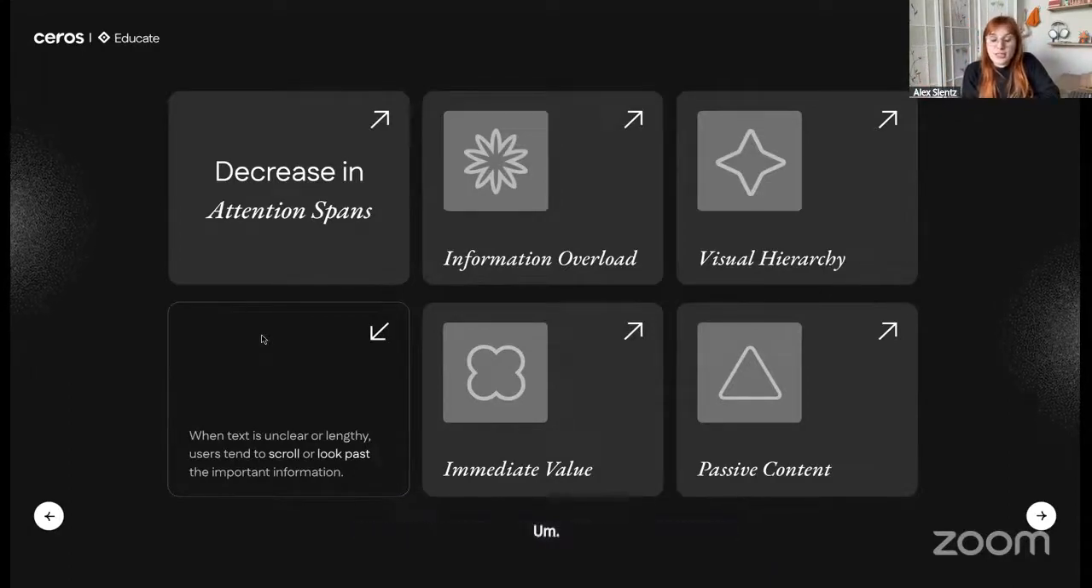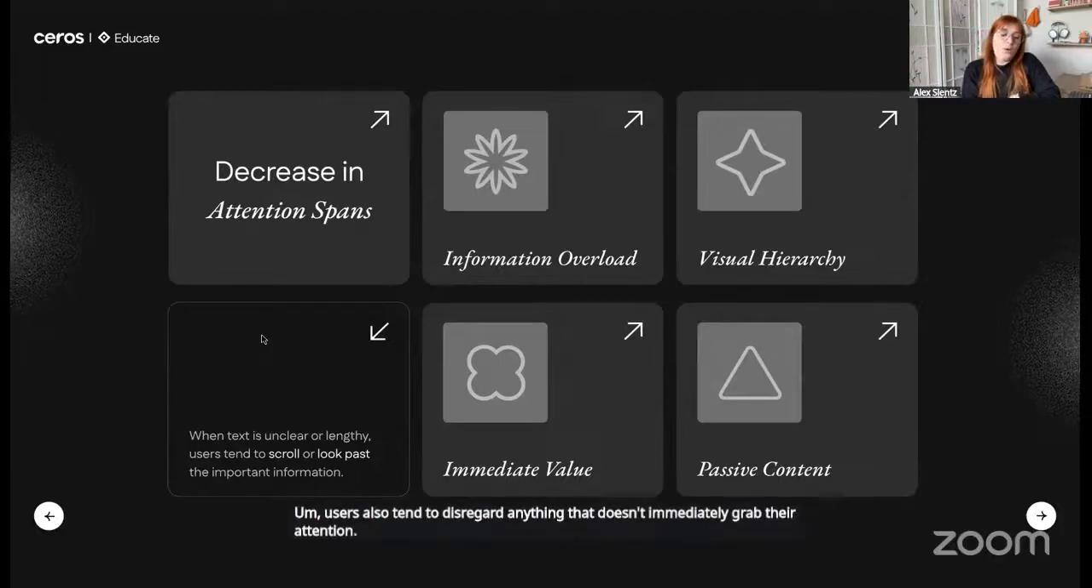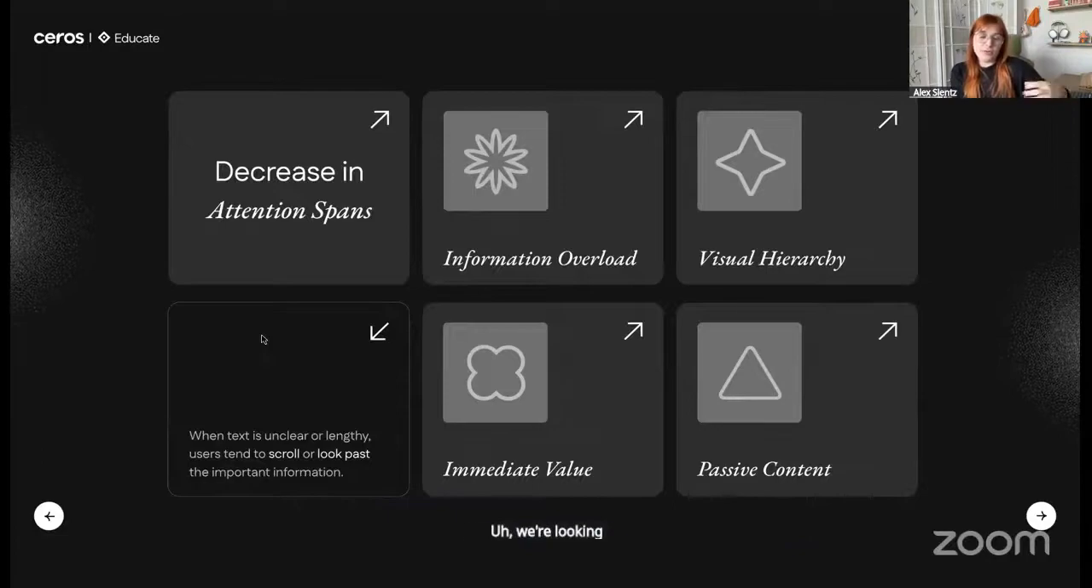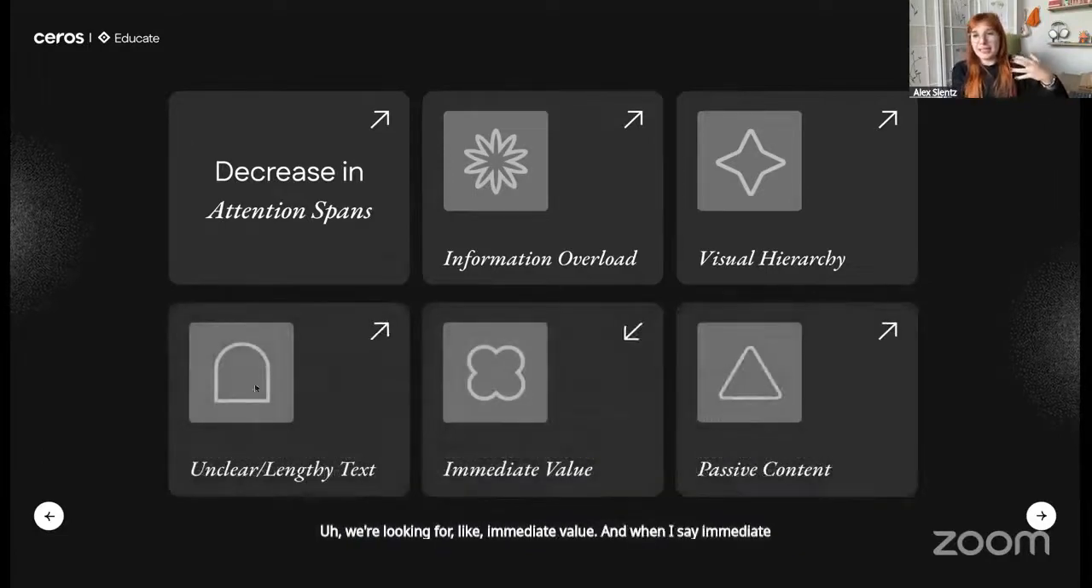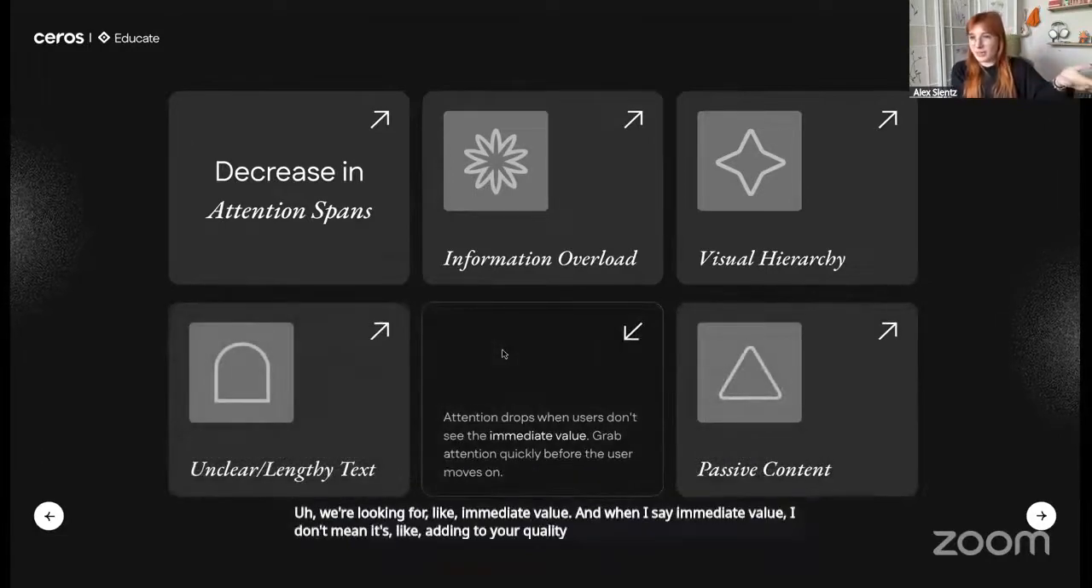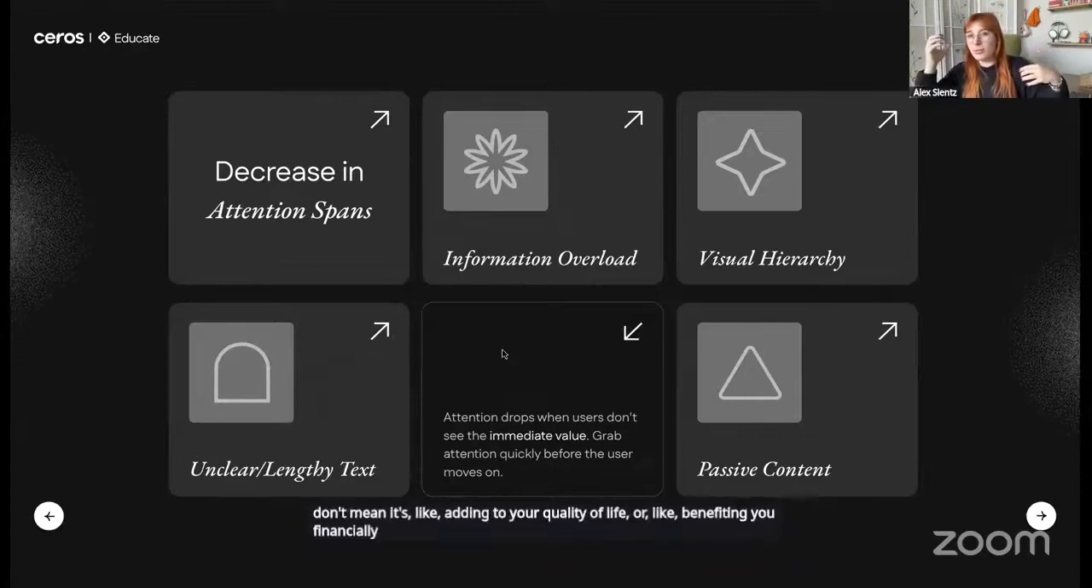Users also tend to disregard anything that doesn't immediately grab their attention. We're looking for immediate value. And when I say immediate value, I don't mean it's adding to your quality of life or benefiting you financially. I mean, it makes your brain go, ooh, I want to keep doing whatever this is.